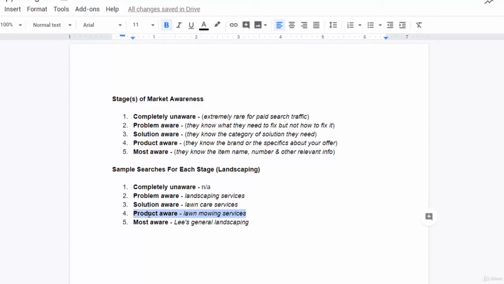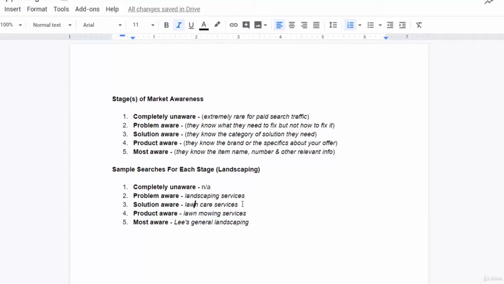And the reason is because when somebody knows specifically what they want, right, the exact product or service, then they're more likely to click on the ad and actually take an action and submit their information, right? Or call, whatever that call to action may be. So this is the best place to catch people here, right?